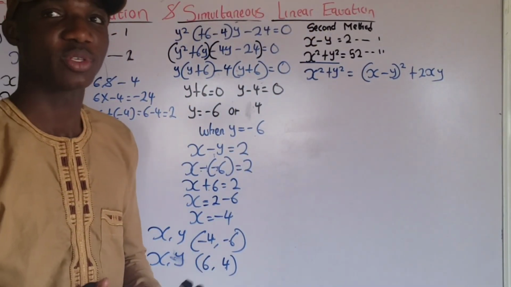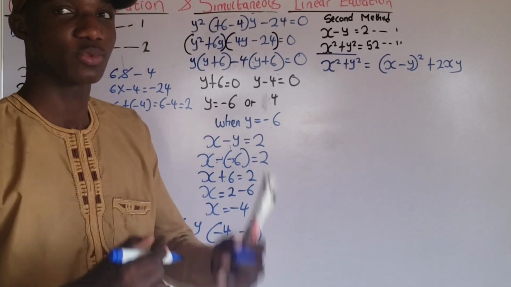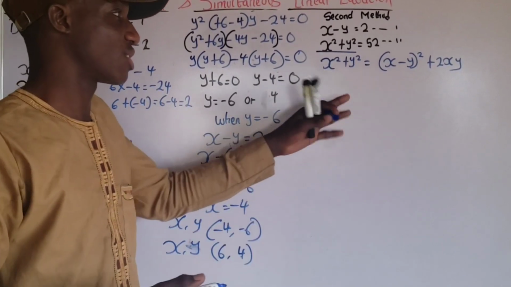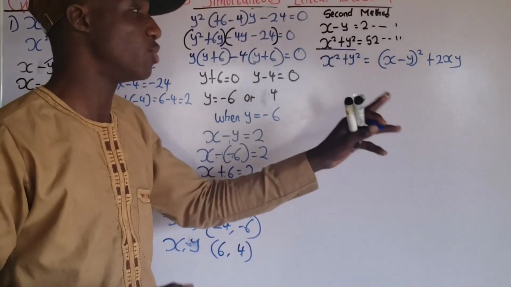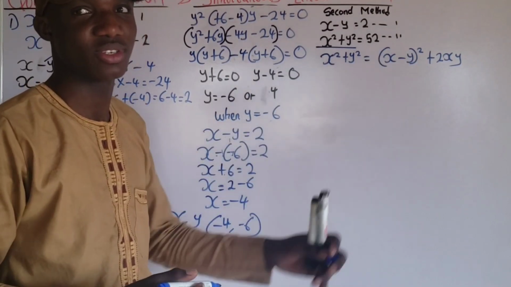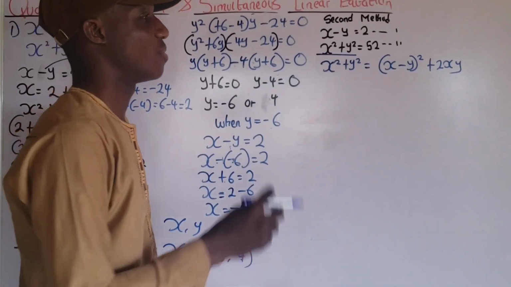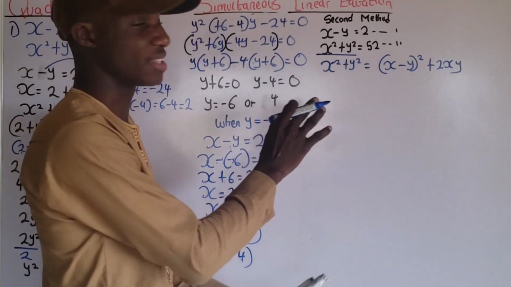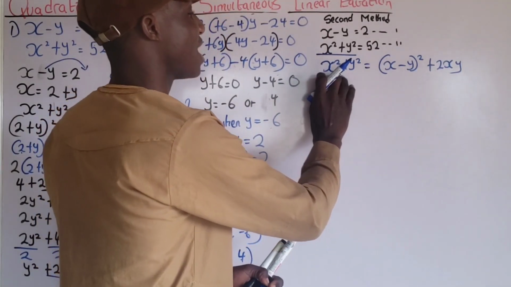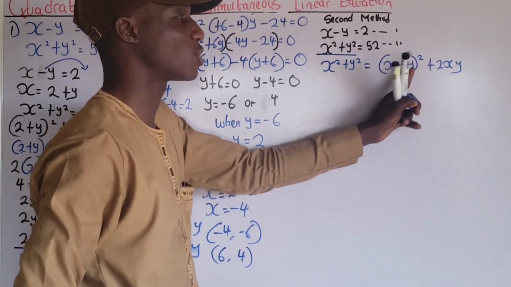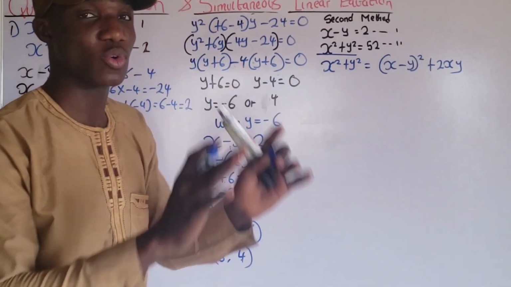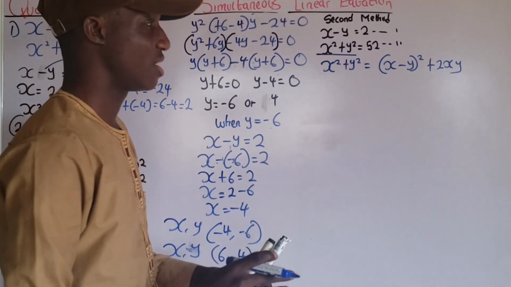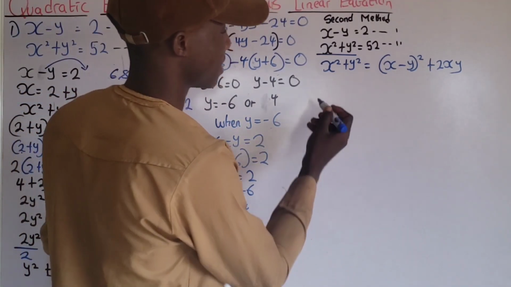That's why I said you must be familiar with all these difference of two squares. You can check. This is equal to this. If you expand this, you are going to have this. What I mean is that if you expand both sides, you are going to have the same thing. Maybe I should quickly do that.